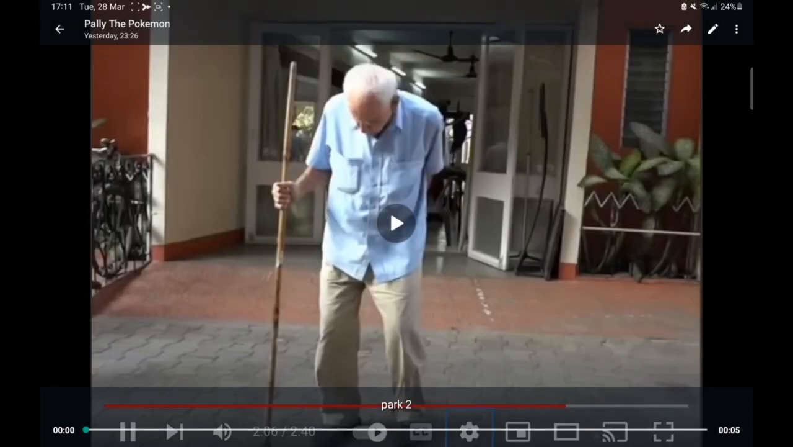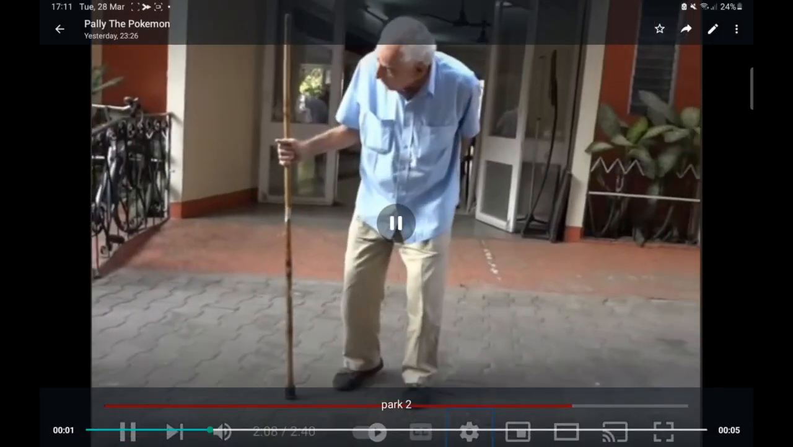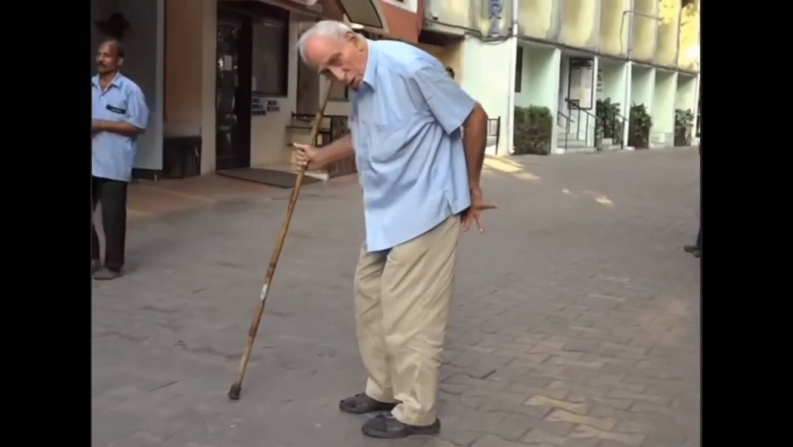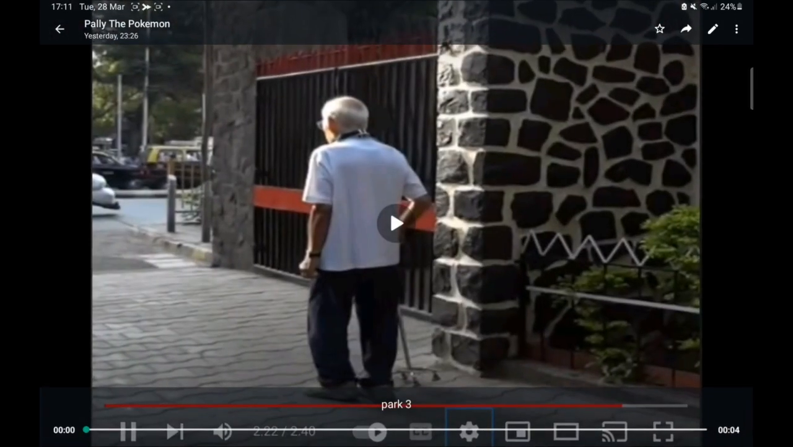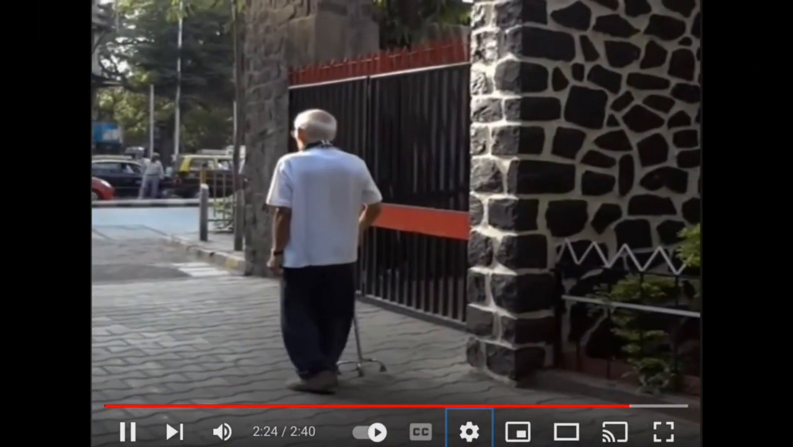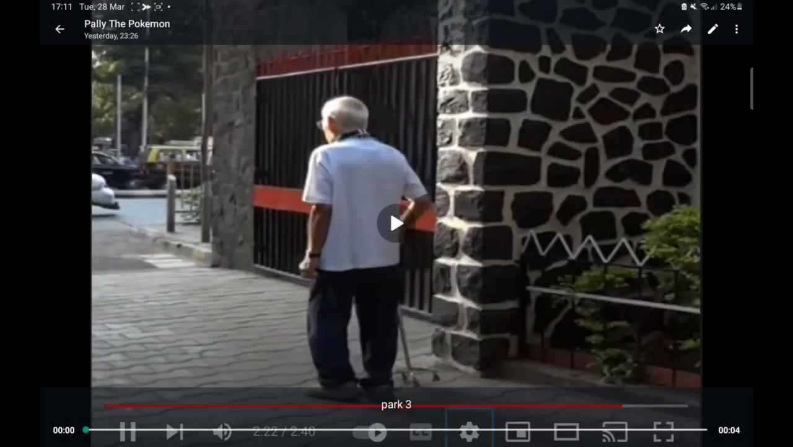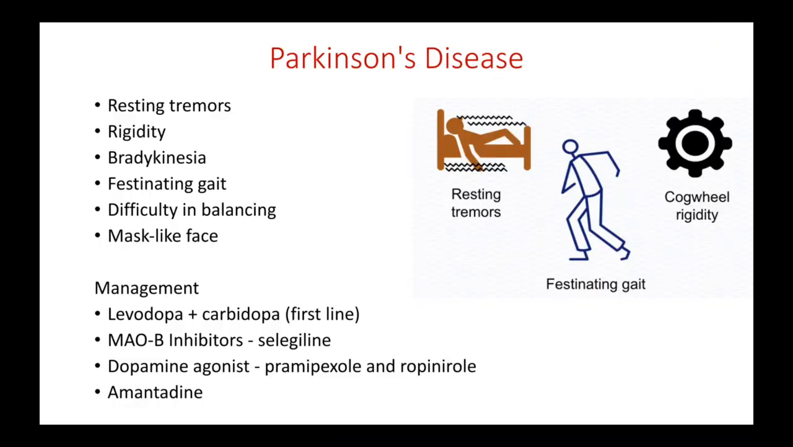He also has this stooping posture. If you can see again, he's stooped, right? It's like he's having a stooped posture. That is also a classic sign of Parkinson's disease. So again, we can see that he's having this abnormal gait. All right, so these are the clinical features of Parkinson's disease.